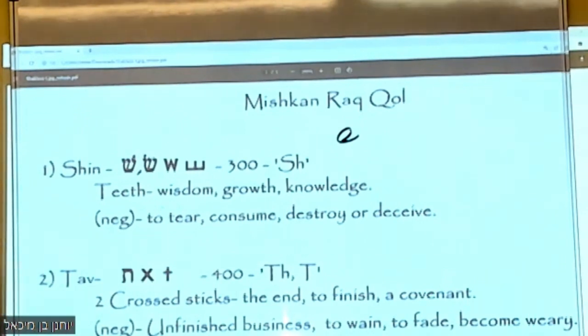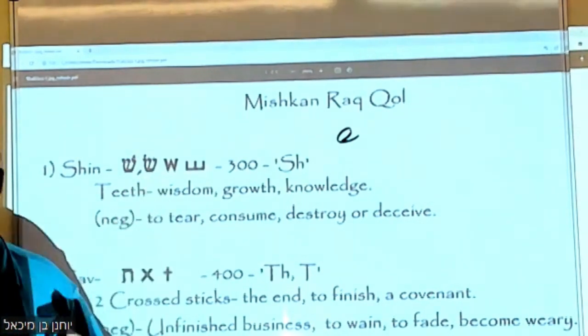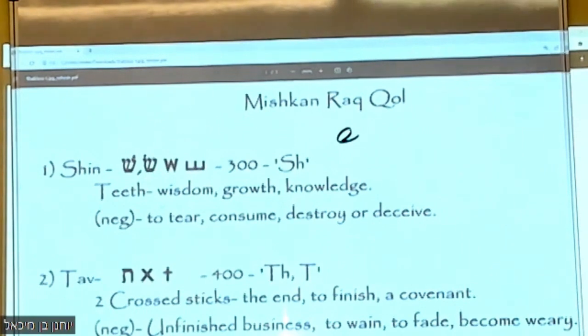So we see that these are some long teeth. When it all comes down to it, it's really talking about wisdom and knowledge. It's talking about gaining growth, whether that growth is physical or spiritual. The letter shin speaks to us of growth.